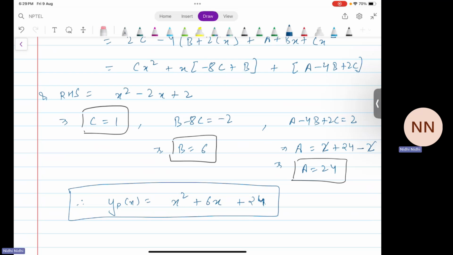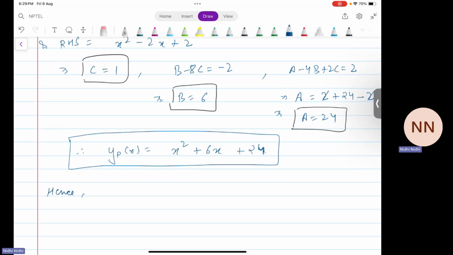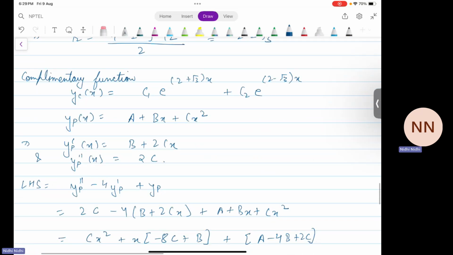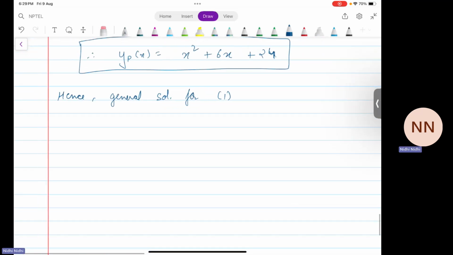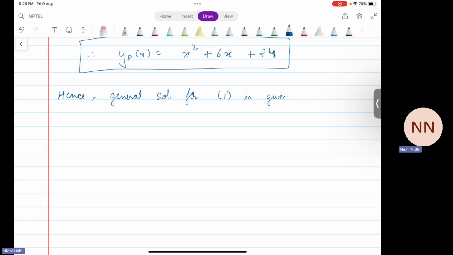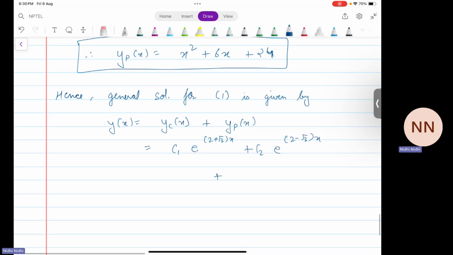And our general solution was given by yc(x) plus yp(x). So the general solution for equation 1 is given by y(x) is equal to yc(x) plus yp(x), which is c1 e to the power (2 plus root 3)x plus c2 e to the power (2 minus root 3)x plus x square plus 6x plus 24. And this is the general solution to the problem.